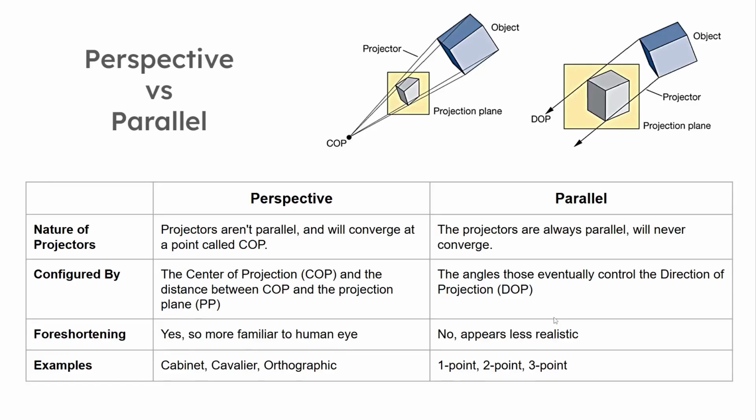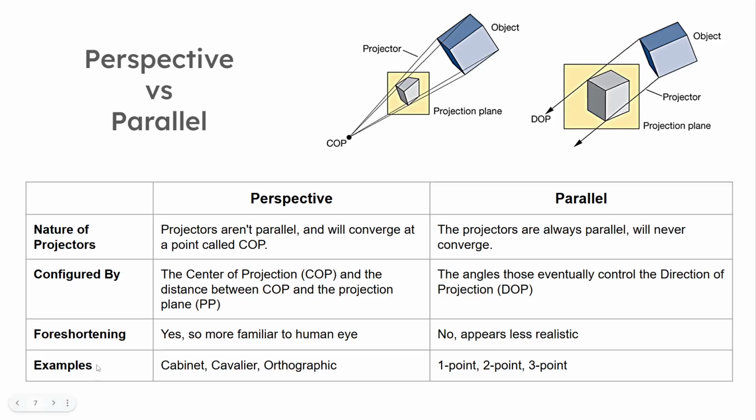Here are a few differences between the two major branches, perspective and parallel. These are a few differences, but throughout this chapter, you will discover even more. We have already discussed some of them recently, so we will see them. But one new thing to notice is foreshortening here.